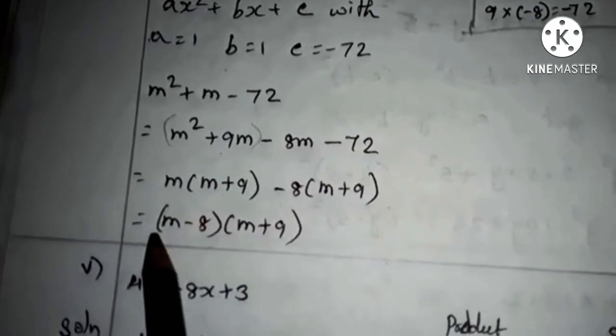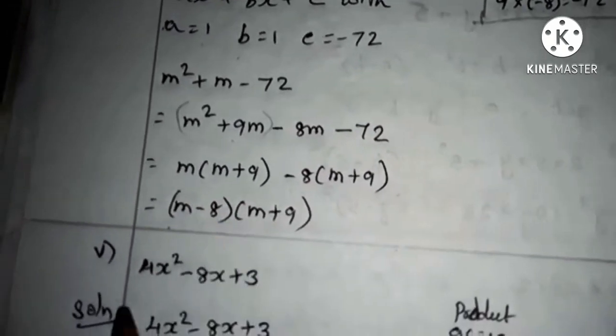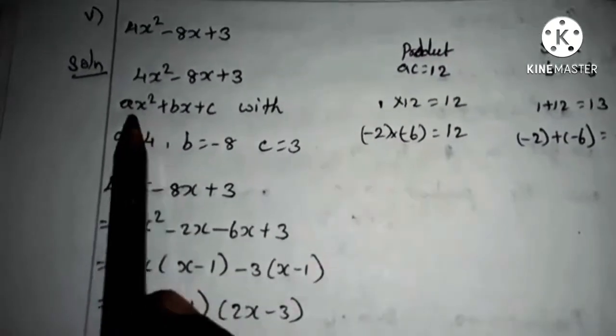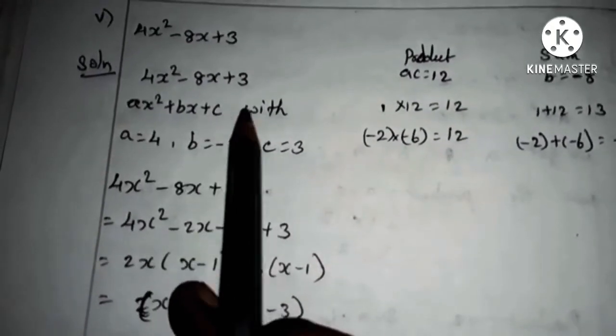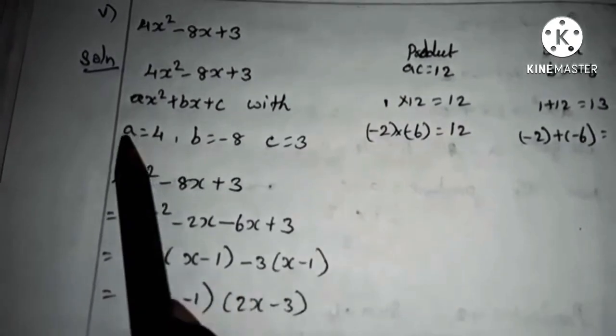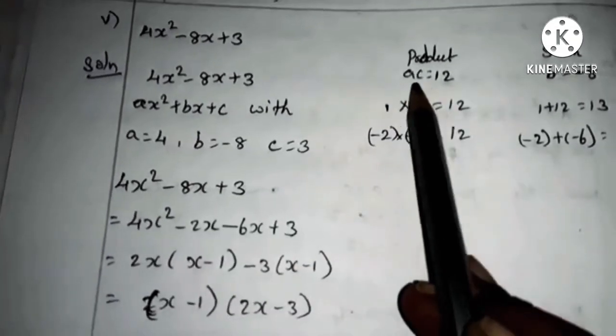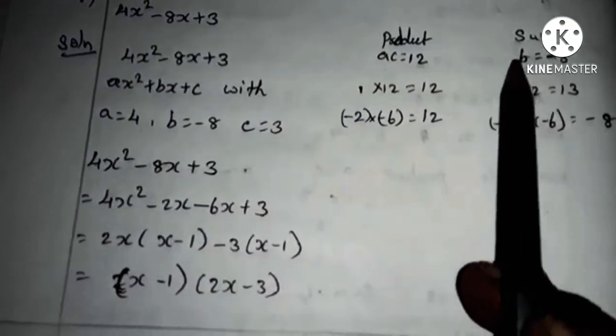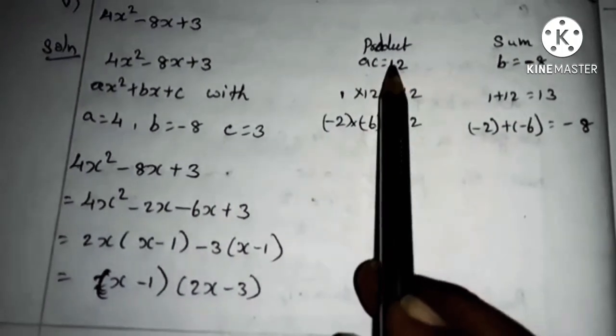Then we get the other factor as m minus 8. Fifth sum, 4x square minus 8x plus 3. It is also in the form of ax square plus bx plus c, with a equal to 4, b equal to minus 8, c equal to 3. With this a, b and c, we are finding the product and sum. The product ac is equal to 12 and the sum b is equal to minus 8.